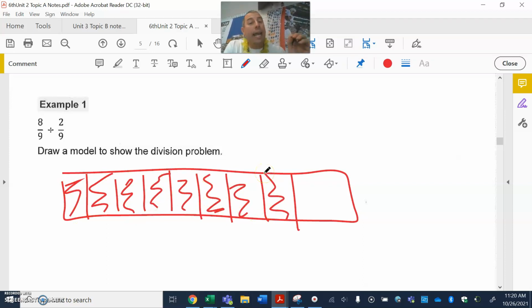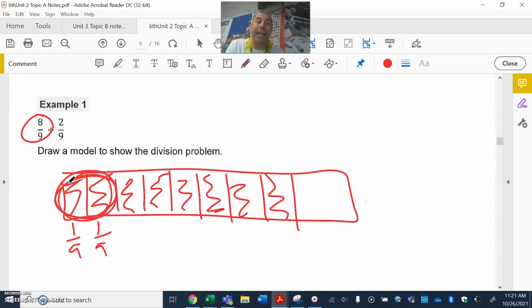All right. And I want to divide into 2 ninths. Now, each box is worth 1 ninth, and we know that because we took 8 ninths and broke it up into groups of 9. We're dividing by 2 ninths. So I need to use 2 boxes here because a ninth and a ninth makes our 2 ninths. So for every 2 of them would make 2 ninths.